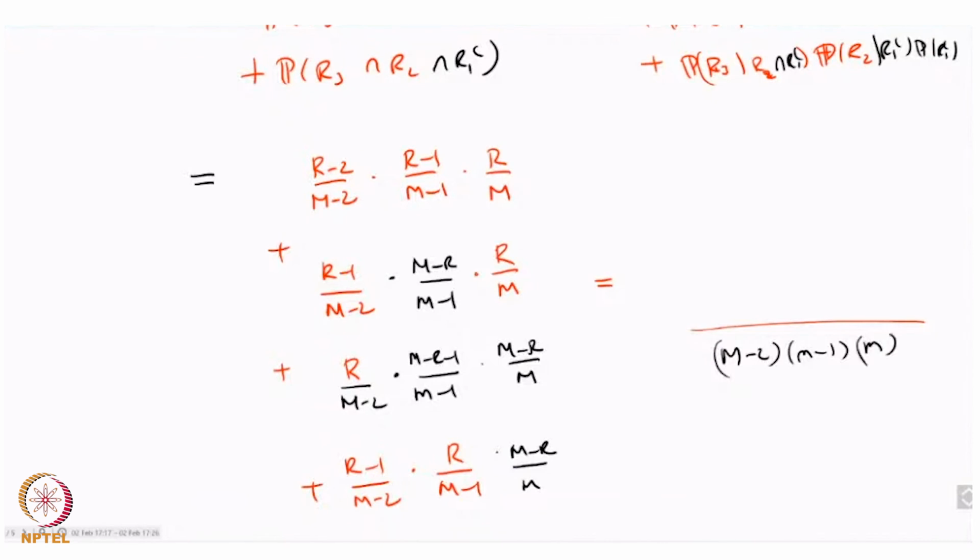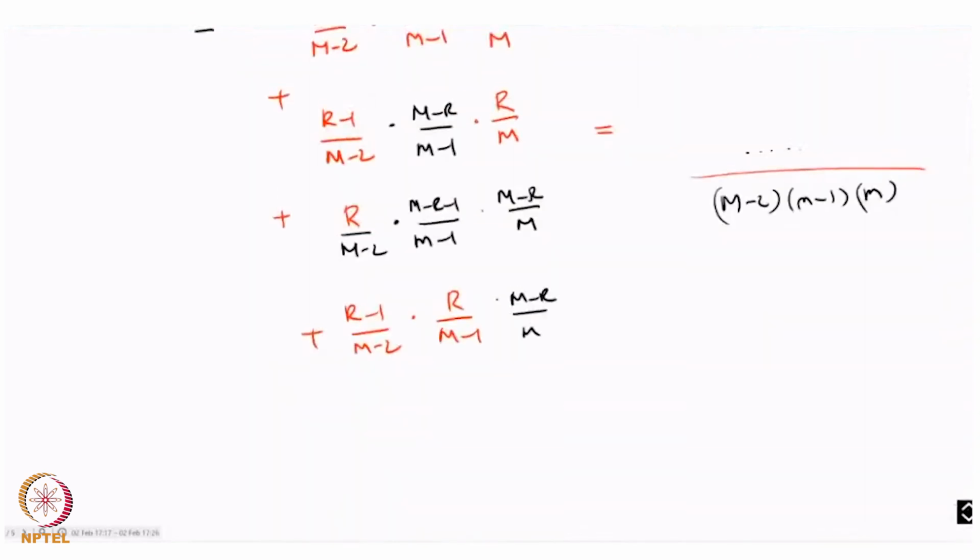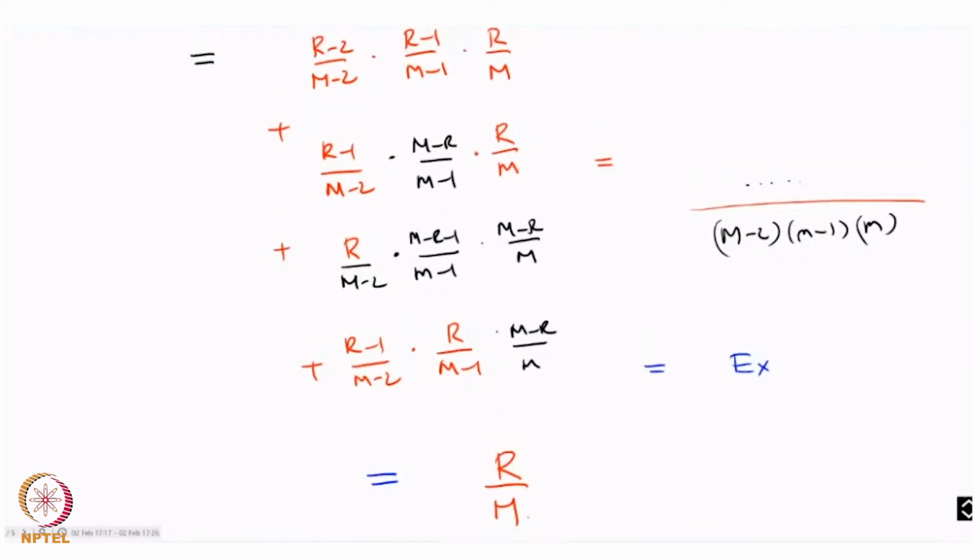And the top, you have to add all the terms. You have r common everywhere, so you can remove the r. And you have r minus, and everything else you have to add up. You get a bunch of terms at the top. If you do the algebra, I'll leave it as an exercise. What will happen is, amazingly, you will still get r by m. So even the third draw, you will end up getting r by m. It's a very nice sort of a problem.